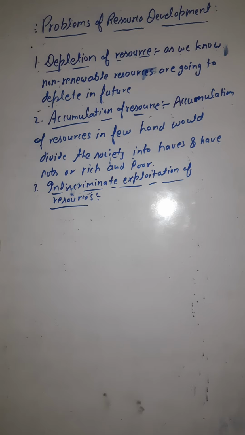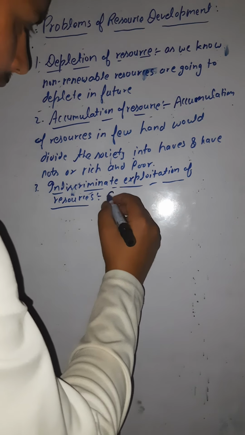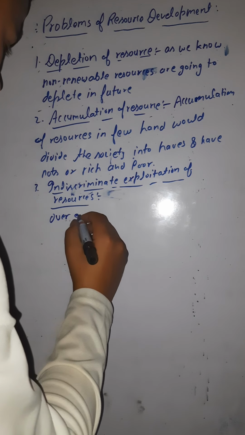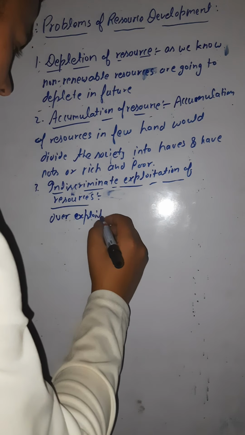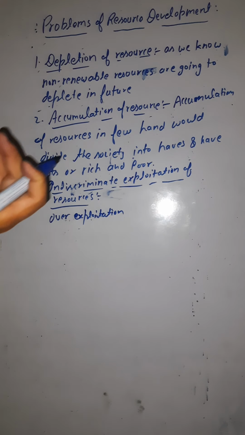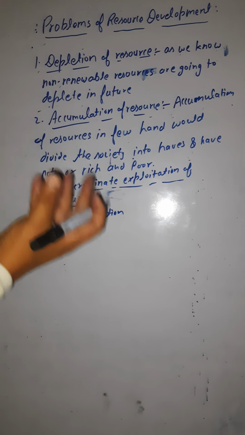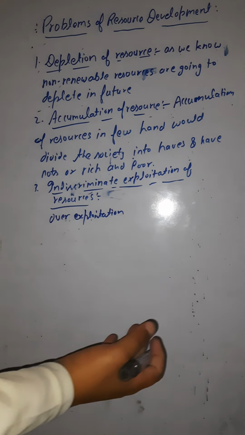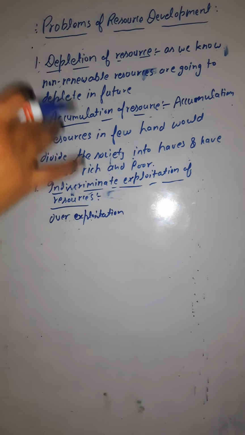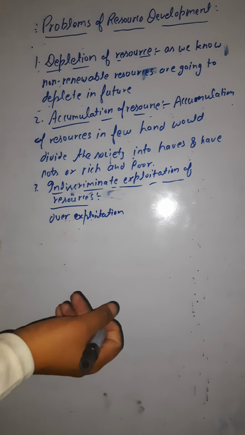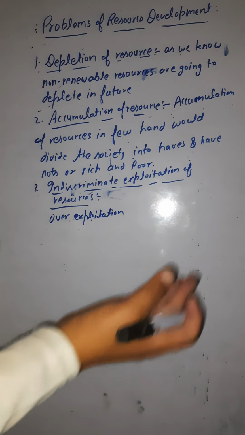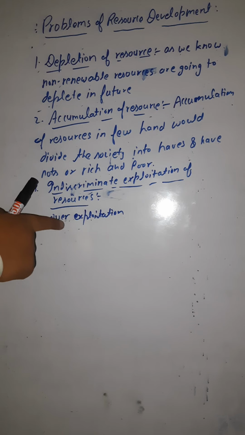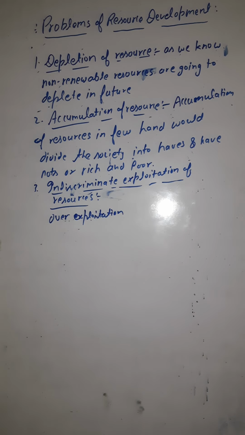So if you are using them indiscriminately, you can write here indiscriminate, or you can say over exploitation. Because to satisfy our need, or rather to satisfy our greed, we are using the available resources and we are exploiting them indiscriminately. So in future it would lead to many global ecological crises such as global warming, ozone layer depletion also, environmental pollution, land degradation. So these are the problems which would be there due to the indiscriminate exploitation of the resources.